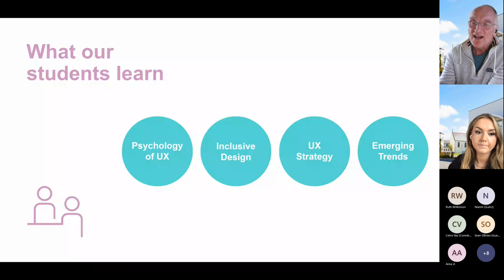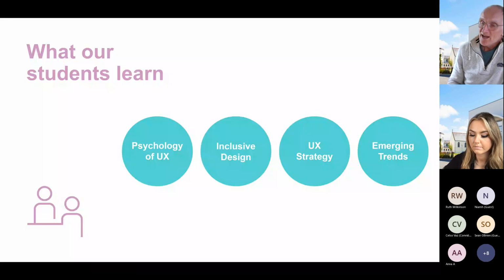We also look at, as I said earlier on, the UX strategy. What strategy do you use to make sure your UX projects are successful as a manager? Okay, and what are the emerging trends coming out? So at the moment, AI is a big thing. So how do you use AI in UX design projects and make sure that the users are getting a good experience?